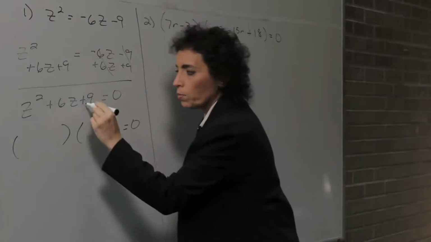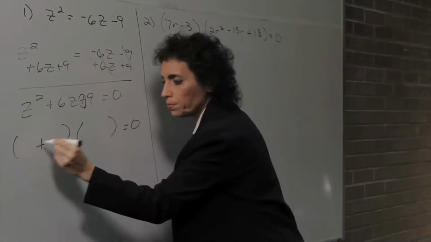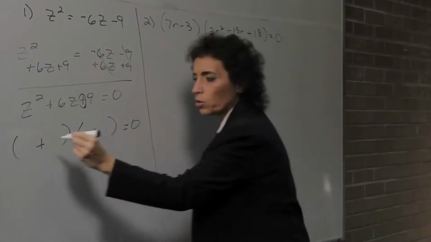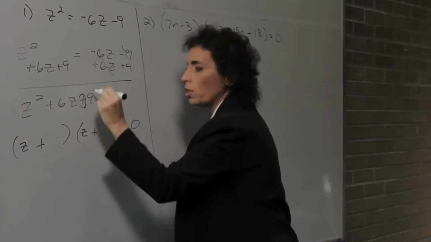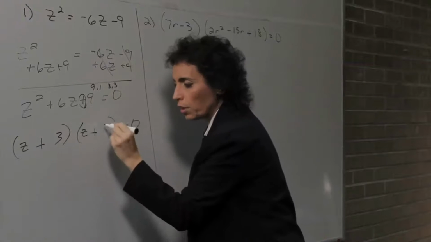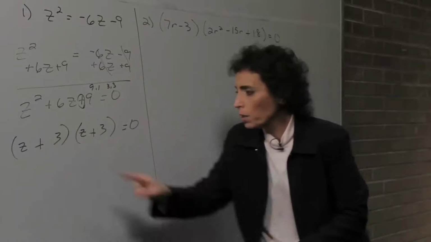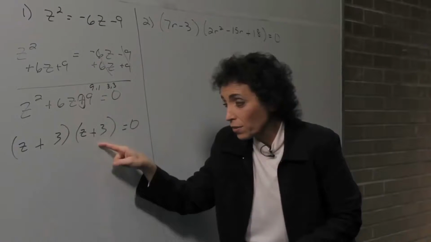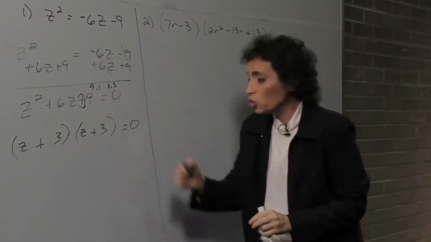Okay, so plus tells me same as the middle. Z squared can only be z and z. 9 could be 9 and 1, or 3 and 3. I'm going to try 3 and 3. I'm going to check my middle term. Positive 3, positive 3. There's your positive 6z, so I got it.